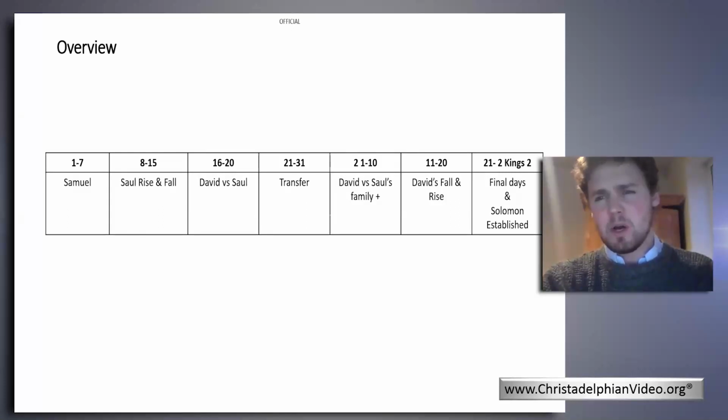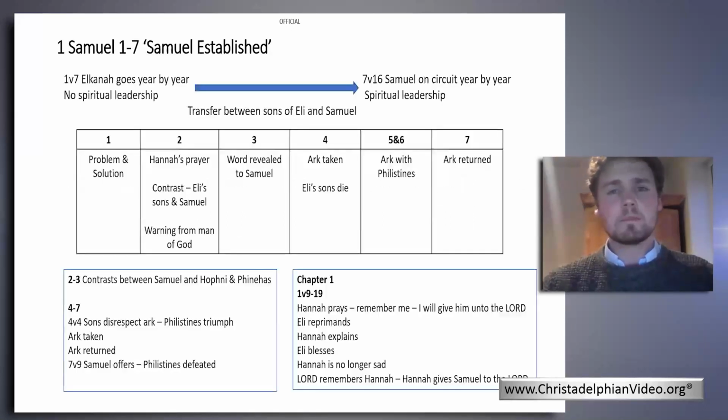And then finally, we've got the tidying up, as it were, of the book, and we've got David's final song that he makes, and there is a parallel in the central part of his song with parts of how we start the book, the first of Samuel, and then Solomon is established. So that's a very brief overview of what we're going to go through.